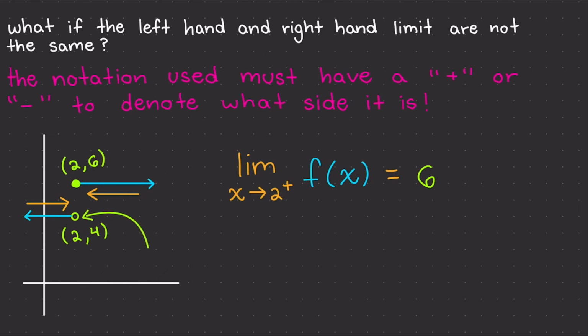So that means that f of 2 isn't equal to 4, it's equal to 6, because that's where the closed circle is. But even though this point is not a value of the function, it doesn't really matter, because limits are what the function approaches. Approaches is the key word here. So the limit of the function as x approaches 2 from the left side is 4.